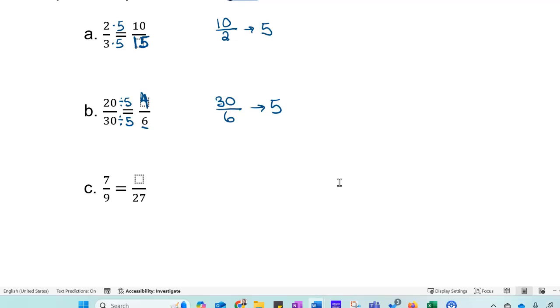Okay, so here I need to figure out what I multiply 9 by to get 27. So I'm going to do 9 times 3. And again, if you're not secure with your multiplication tables, first of all, make sure that you practice them. And then secondly, divide 27 by 9, and that gives you 3. And then whatever I do to the bottom, I have to do to the top. So my final answer is 21/27.